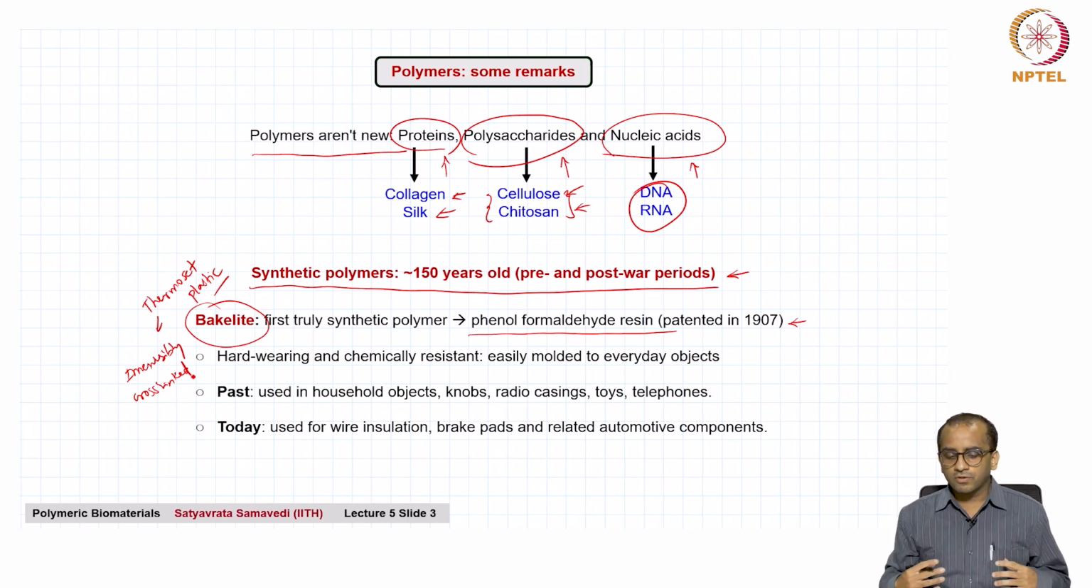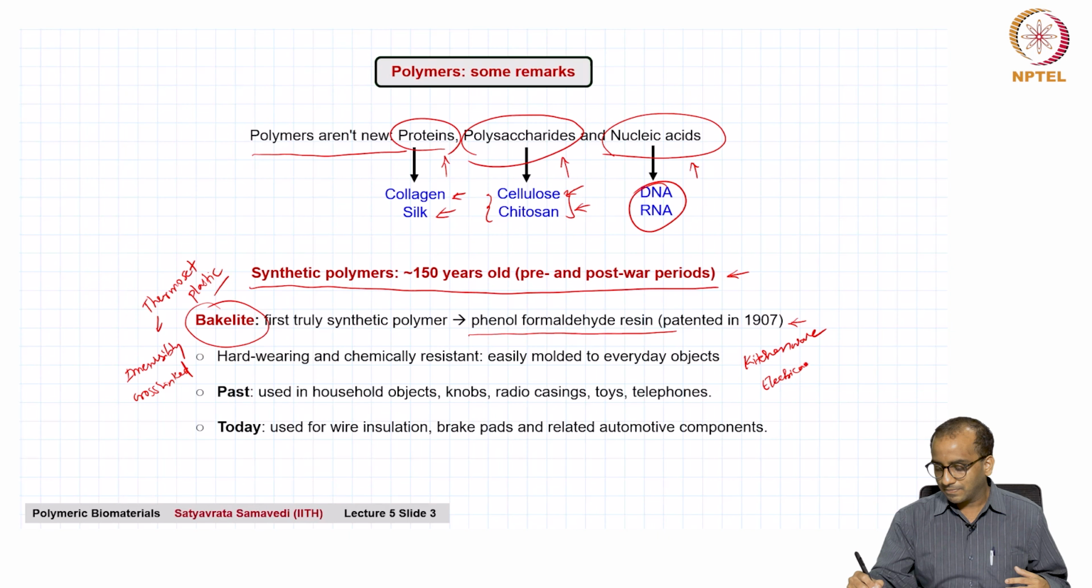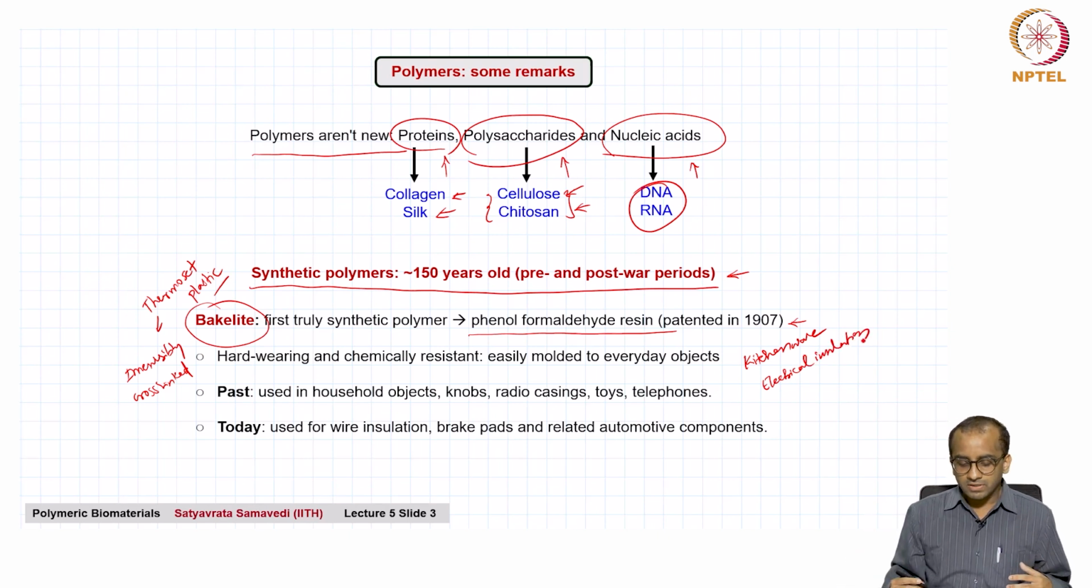That is good enough to know for now, but why this is important was because this particular polymer had some very interesting heat resistance and electrical resistance properties, which means you could be using it in a lot of everyday applications, right from say things like kitchenware to electrical insulation and a variety of other household objects such as knobs, radio casings, toys and telephones.